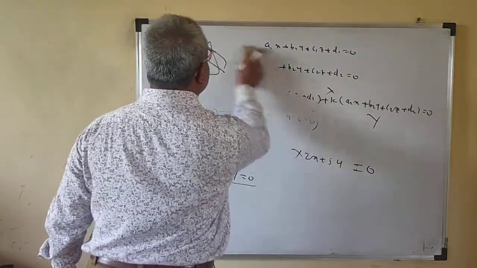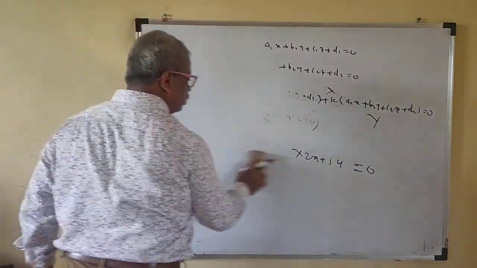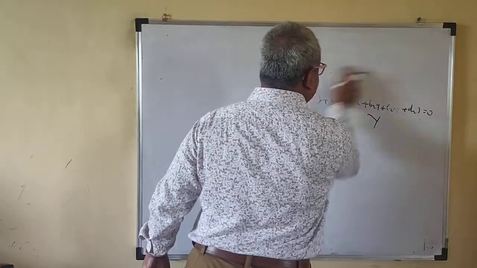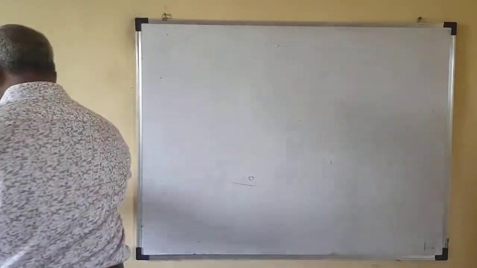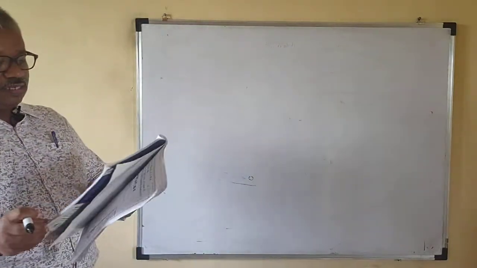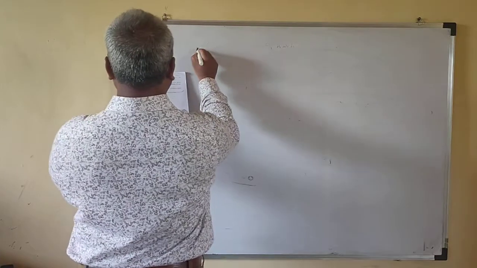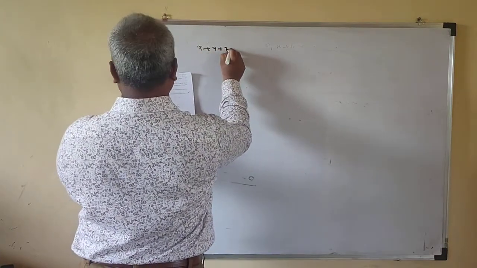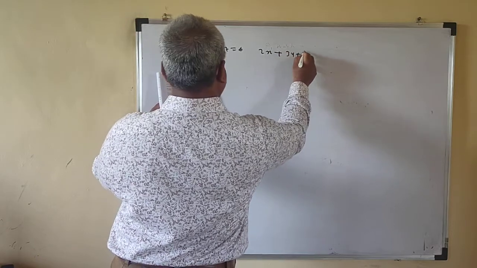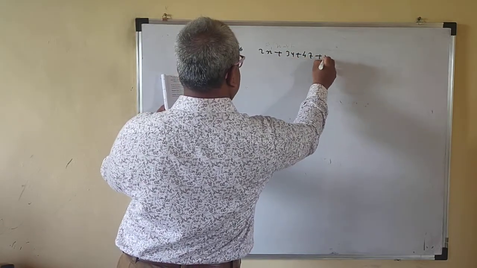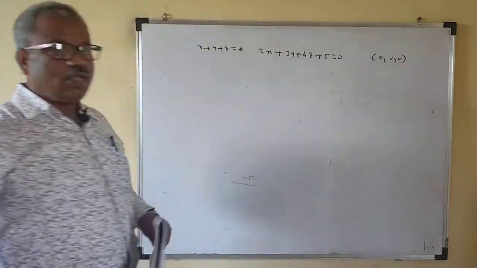Parallel to the x-axis, then we have to take the coefficient of x as 0. Then the equation, suppose this is x plus y plus z is equal to 6, 2x plus 3y plus 4z plus 5 is equal to 0, and passing through the origin.